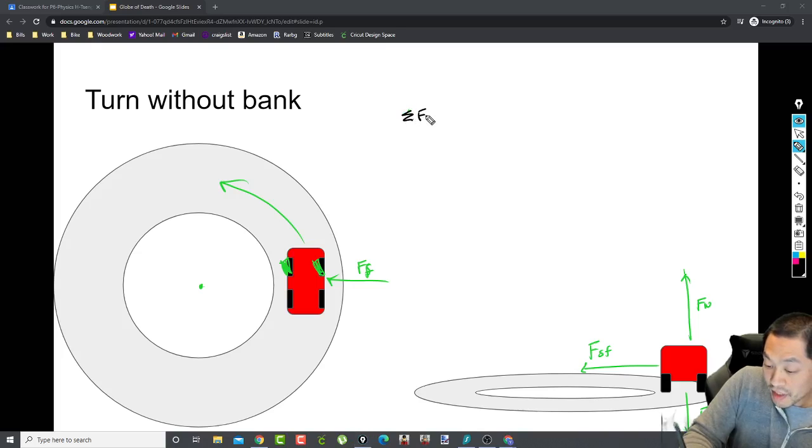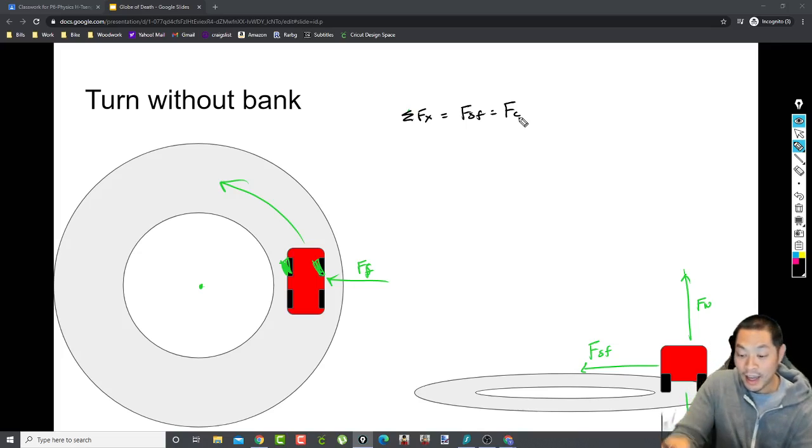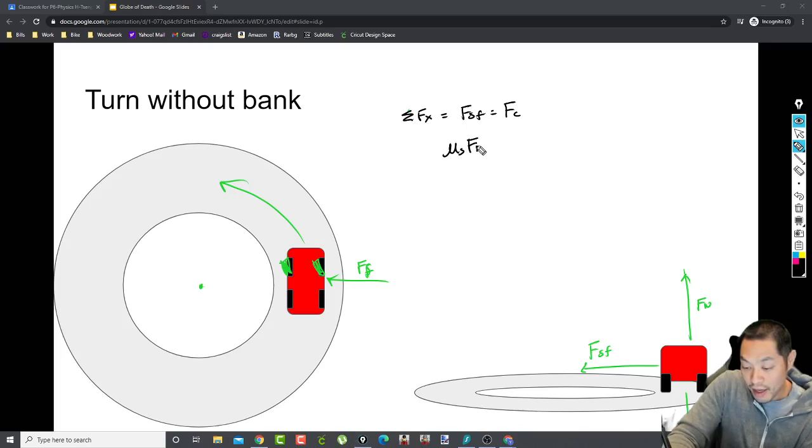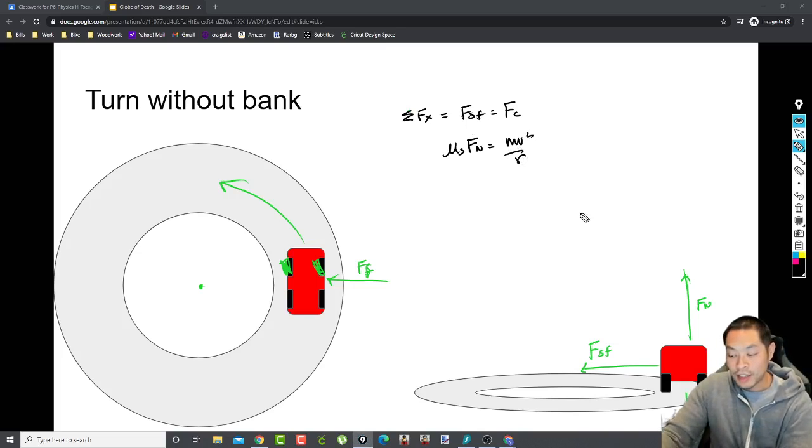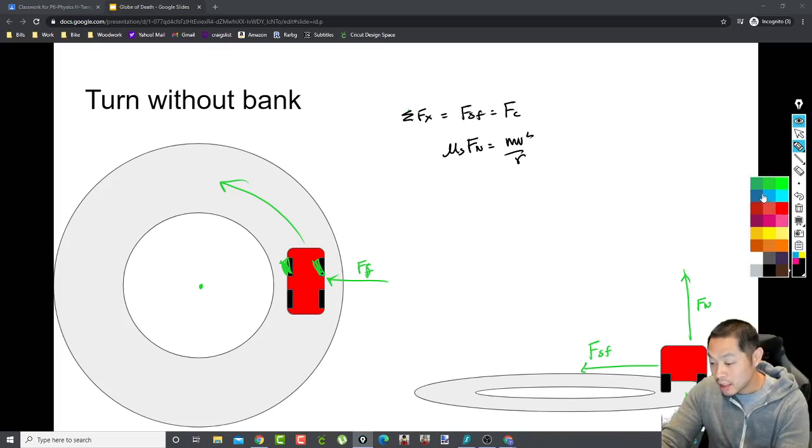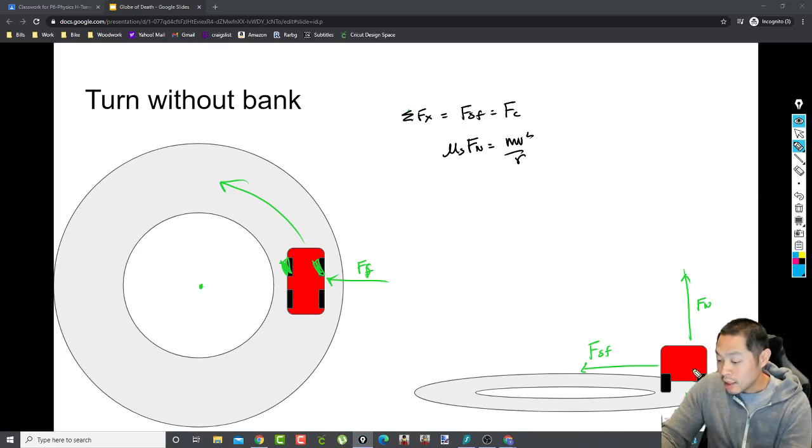Sum of all forces in the x direction is once again force of static friction, which is equal to the centripetal force. And normally we'll just stop at that, right? You just plug it in: mu s Fn equals mv squared over r. And then that's when you actually have to relate, because friction is always going to pull in Fn. In this case, it's nice and easy because it's not moving up or down.